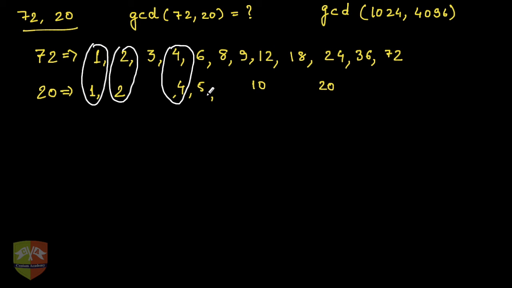So hence, my friends, what is the highest among 1, 2, and 4? Clearly, this one is GCD. So we write GCD or HCF of 72, 20 is 4. Right, so this is how GCD works. In this video, what did we learn? What is meant by greatest common divisor?